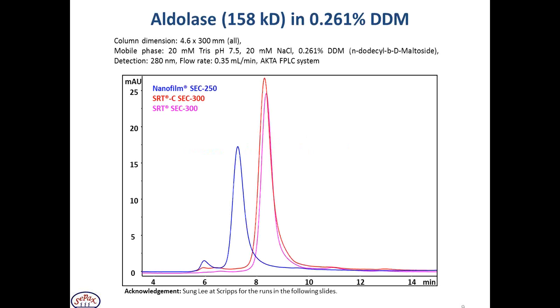We also ran two other commonly used protein standards. These are 158 kilodalton Aldolase and 440 kilodalton Ferritin. For the separation of Aldolase in complex with DDM detergent on a 300 angstrom pore size column, Sepax's SRT and SRT C both showed superior resolution over the Nanofilm column.